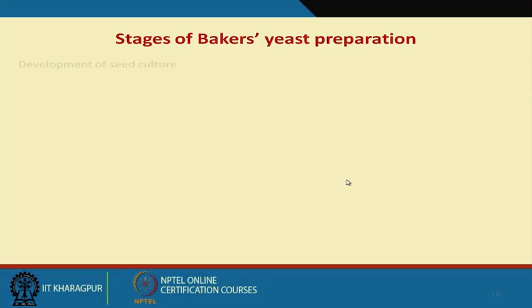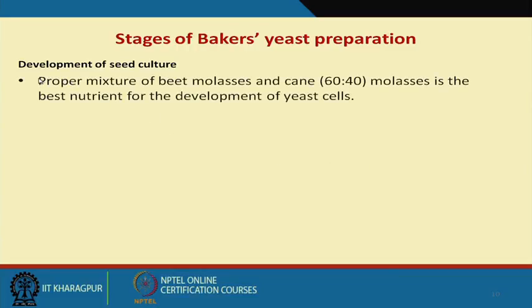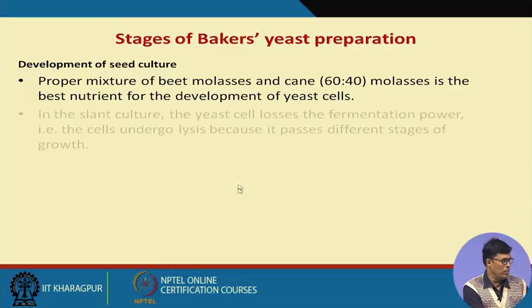Now, let us talk about the stages in the Baker's yeast fermentation process. One is the development of the seed culture, and the proper mixing of beet molasses and cane molasses. I told you 50, 50. In some cases they find 60, 40 is the best nutrient for the development of the yeast cell.